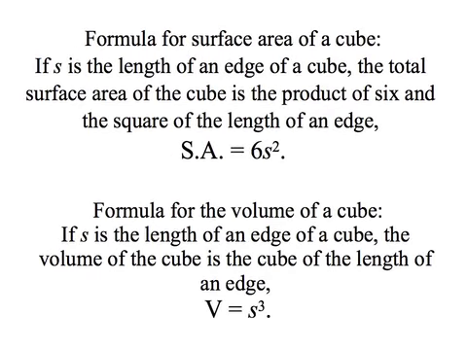To summarize, we looked at 2 different formulas in this lesson. The formula for the surface area of a cube is that if S is the length of an edge of a cube, the total surface area of the cube is the product of 6 and the square of the length of an edge. In other words, surface area is equal to 6S squared. And the formula for the volume of a cube is that if S is the length of an edge of a cube, the volume of the cube is the cube of the length of an edge. In other words, volume is equal to S cubed.